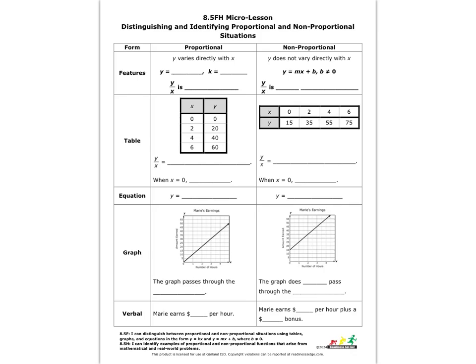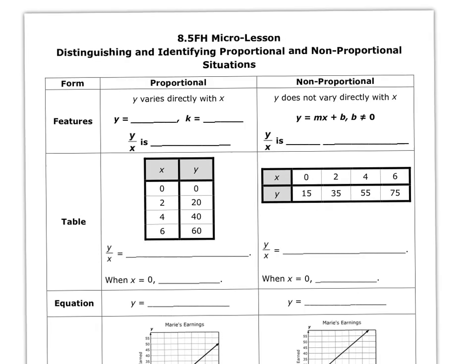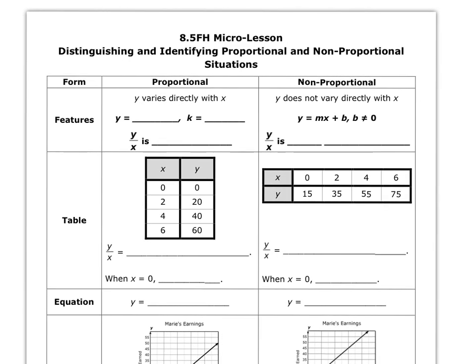Today, we're talking about the differences between proportional and non-proportional situations. Let's start out just by talking about the features of proportional and non-proportional linear relationships. So when a relationship is proportional, we could write y equals kx.